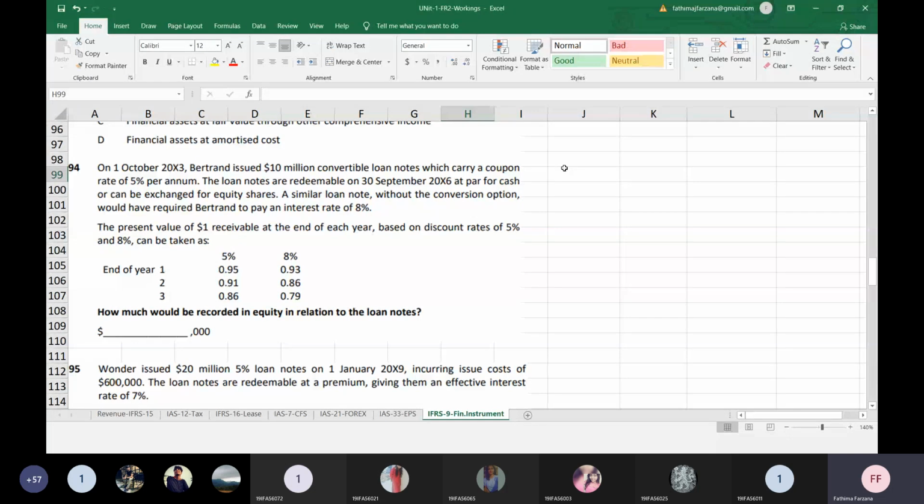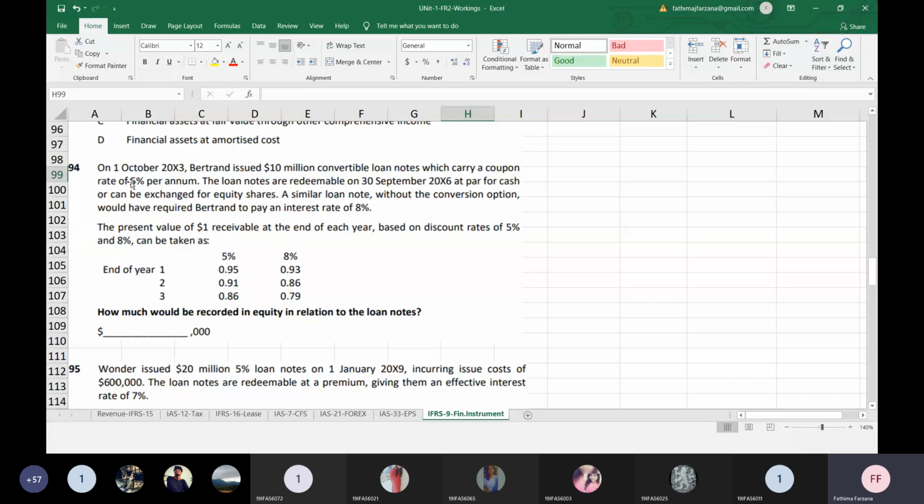Problem number 94: on 1st October 2003, B issued 10 million convertible loan notes which carry a coupon rate of 5% per annum. The loan notes are redeemable on 30th September 2006 at par for cash or can be exchanged for equity shares. A similar loan note without conversion option would have required B to pay an interest rate of 8%. That is, they are having a coupon rate of 5%. They are going to pay only 5%.